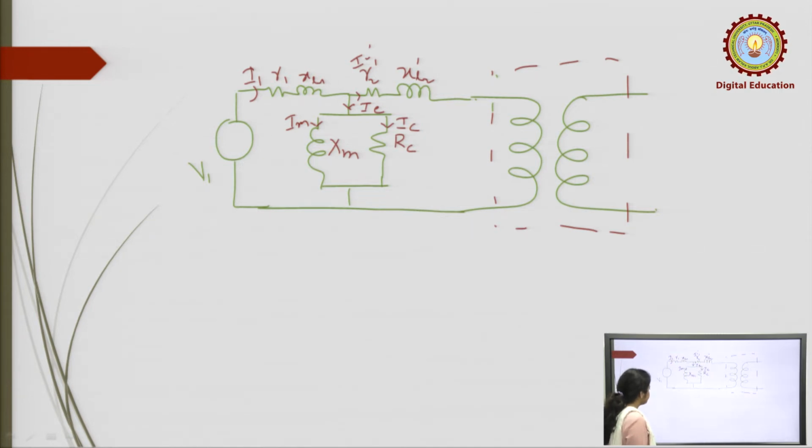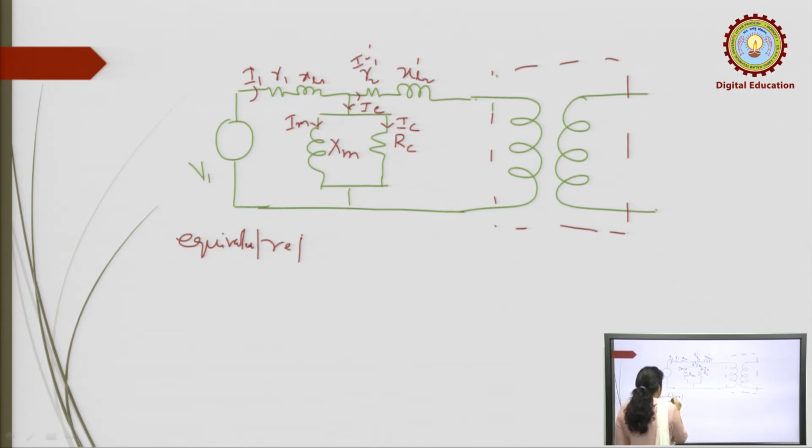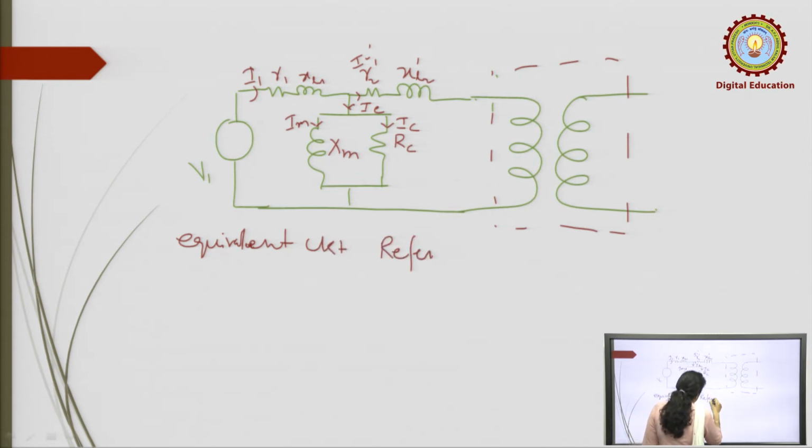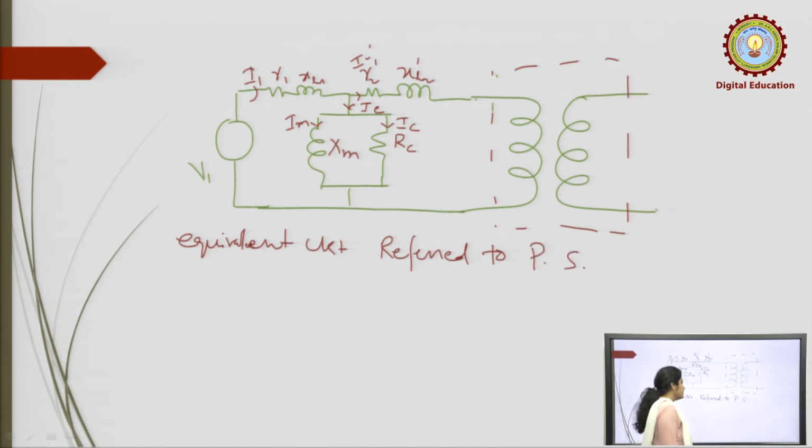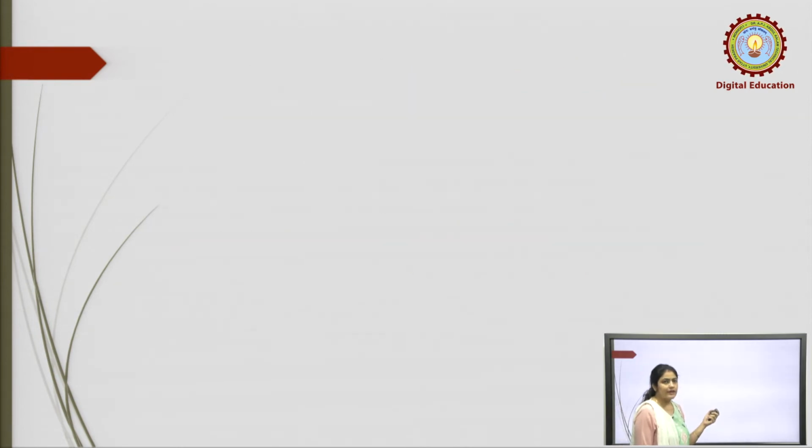Now, this is the equivalent circuit referred to the primary side. Similarly, you can draw the circuit with reference to the secondary side. Okay.